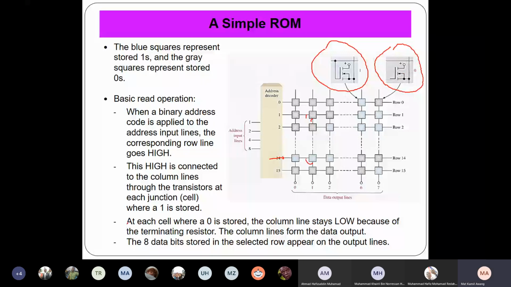At each cell where a 0 is stored, the column line stays low because of the terminating resistor. The column lines form the data output. The 8 data bits stored in the selected row appear on the output line. So the data appears here, on this data output line. So that is how a simple ROM operates. That's all.